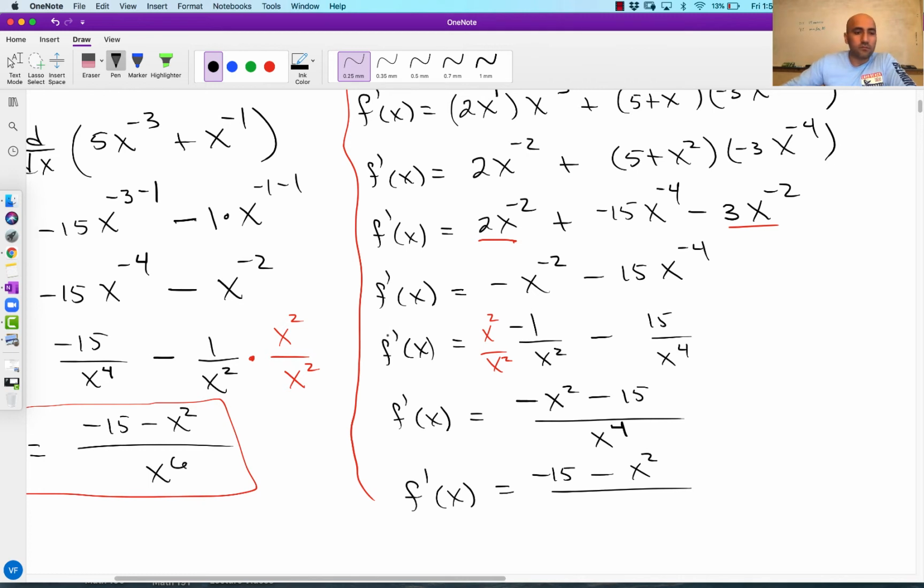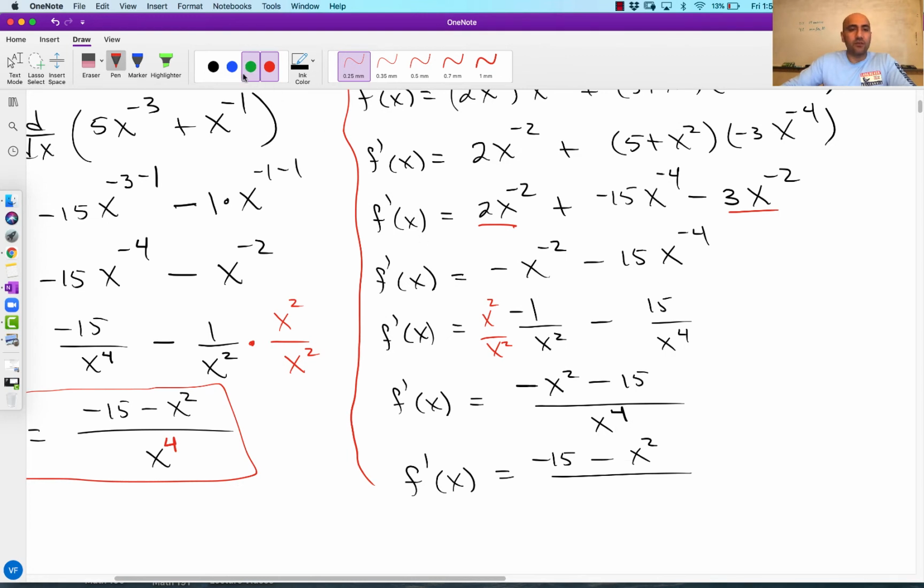Oh, oops, a little mistake over here. This was x to the 4th. I don't know why I got an x to the 6th. So correction over here. This was x to the 4th. And that matches this one. X to the 4th.